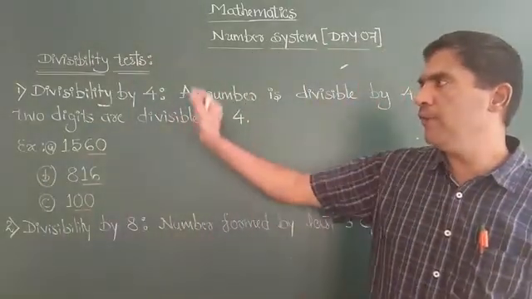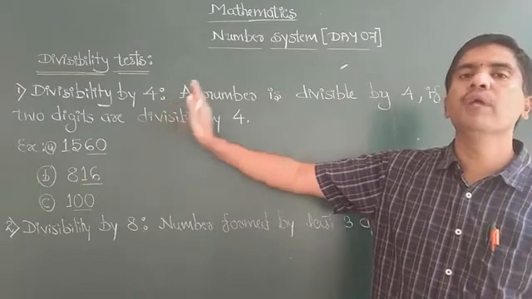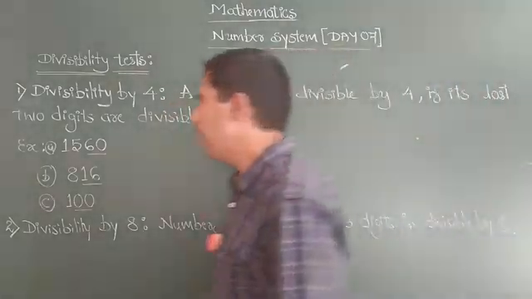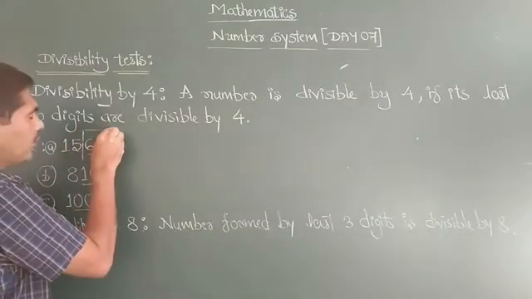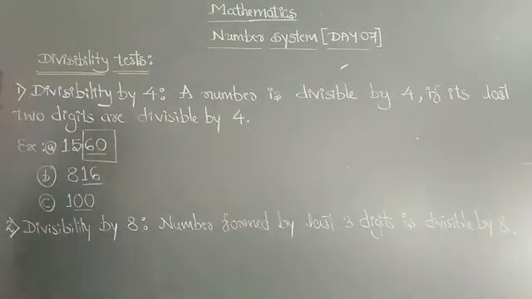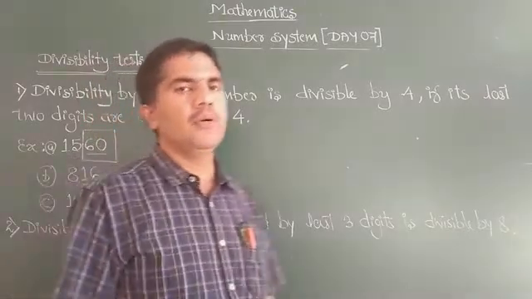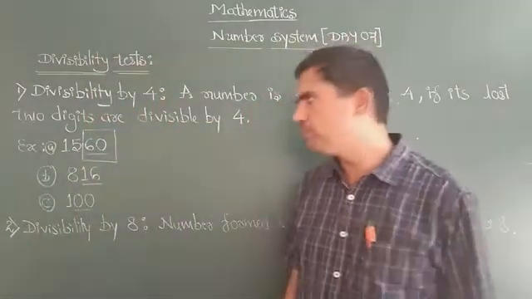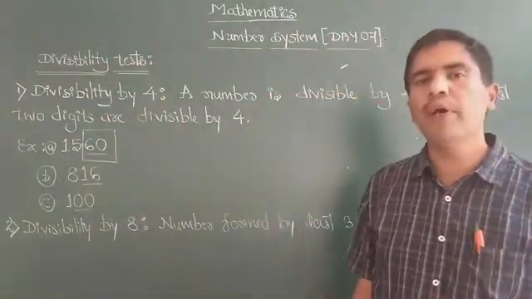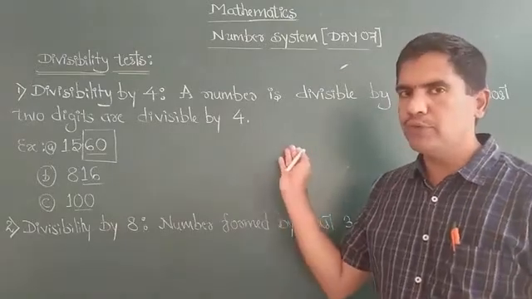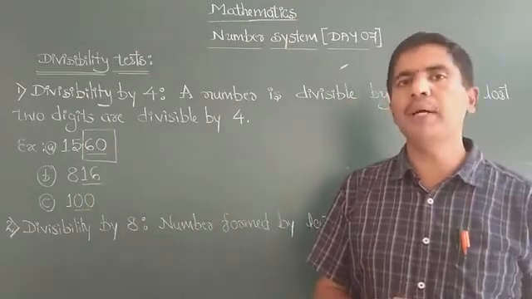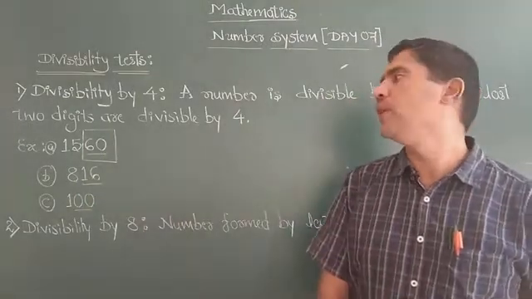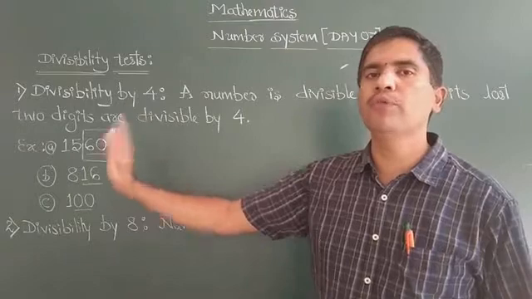Now, a number is said to be divisible by 4 if the number formed by the last two digits is divisible by 4. That means what? Whatever number is given to you, find out the last two digits, the units place and the tens place. If that number is divisible by 4, then the given number is divisible by 4.